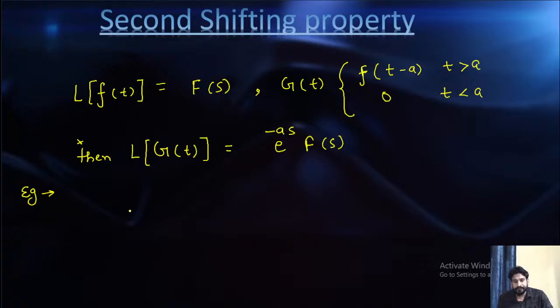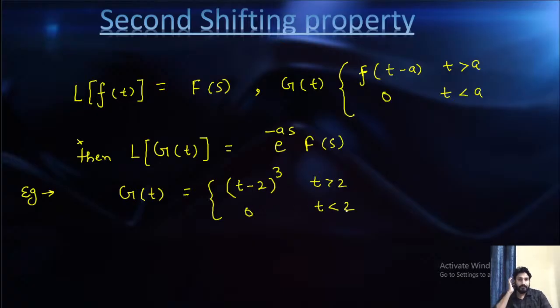Guys, I'm saying that your g(t) is equal to (t minus 2) raised to power 3 if t is greater than 2, and it is 0 if t is less than 2. It means that g(t) value is (t minus 2) whole cube at t greater than 2, right? Is it clear to you? Then we have to calculate the Laplace transform of g(t). What is the Laplace transform of g(t)?